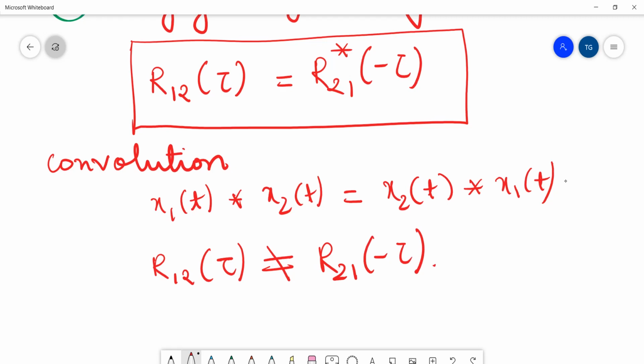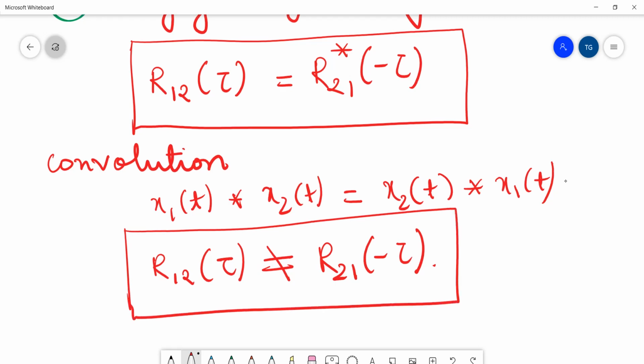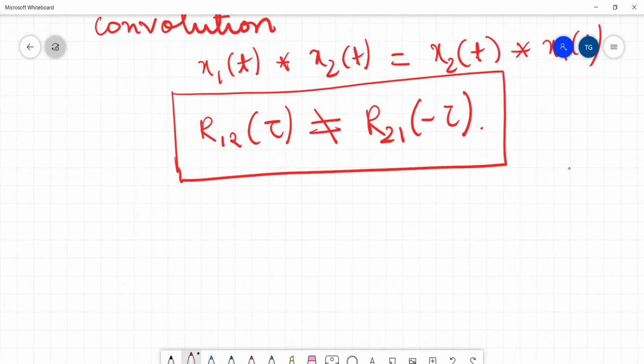So this is the first property. The first property is nothing but it is exhibiting conjugate symmetry. So when we change the position of the two signals, that is, first it was 1 2, and when we change the position to 2 1, it restores the conjugation, that is, it will be equal to the conjugate of the other, exchanged signals term. So this is my first property.